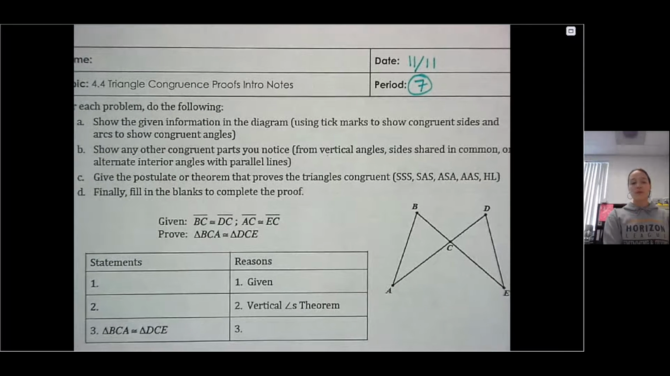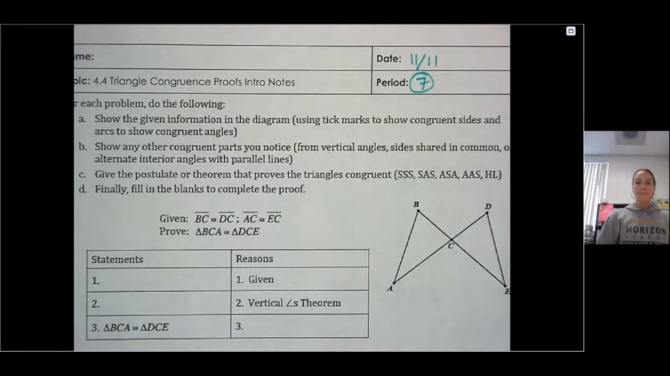Second step, letter B, go for it. Shreen. Show any other congruent parts you notice. Vertical angles, side shared in common, or alternate interior angles in parallel lines. Okay, so those are those 3 things we talked about before, right, that are never marked in the picture. You got to mark them yourself.